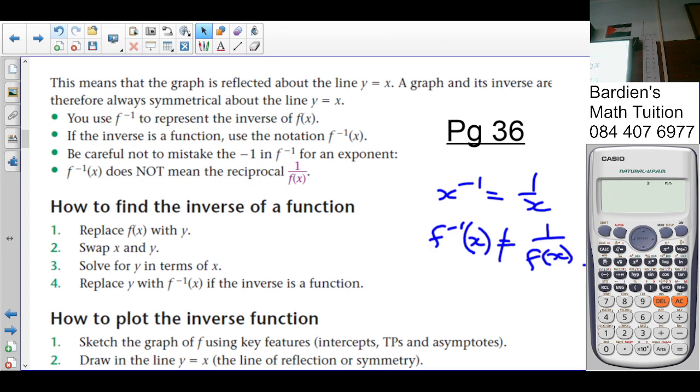And that denotes the inverse function. If the inverse is a function, we use the notation f to the minus 1 of x equals.